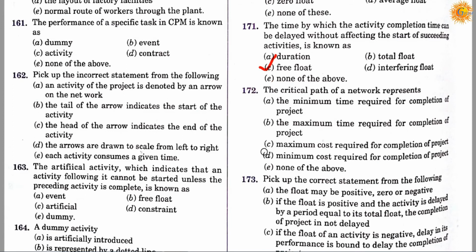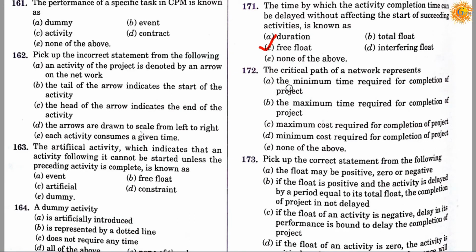Question number 172. The critical path of network represents: option A, the minimum time required for completion of project; option B, the maximum time required for completion of project; option C, maximum cost required for completion of project; option D, minimum cost required for completion of project; and option E, none of the above. Correct answer is A, the critical path of network represents the minimum time required for completion of project.